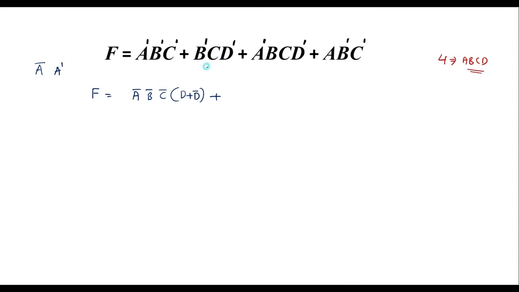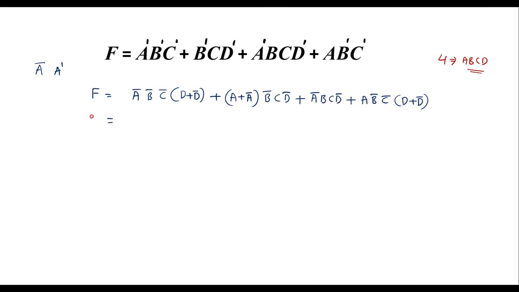Similarly, here we need to add the variable a. A can be added as a plus a bar. The remaining term is as it is, b bar, c, d bar, plus here I will keep it as it is, that is a bar, b, c, d bar, plus here d variable is missing, that is a, b bar, c bar. D variable can be added as d plus d bar.